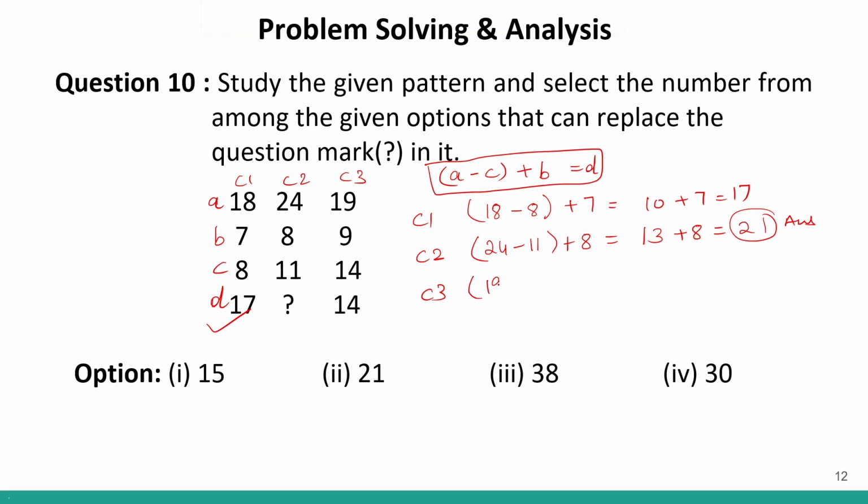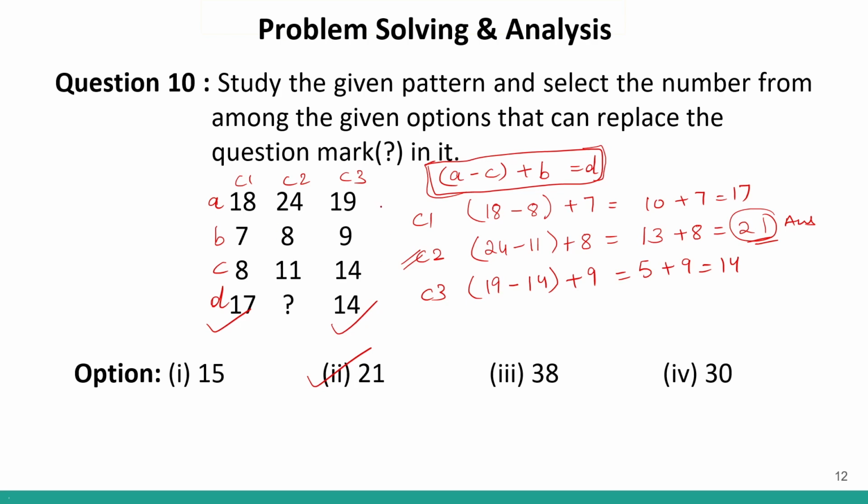So column number 3, 19 minus 14 plus 9 will be how much? This will be 5. So 5 plus 9 is 14. So for column number 3 also, the logic is true. Therefore, for column number 2, the logic will be true as well, which is 21. So the answer will be option number 2, 21. Okay. So you see what I did? This is the formula.